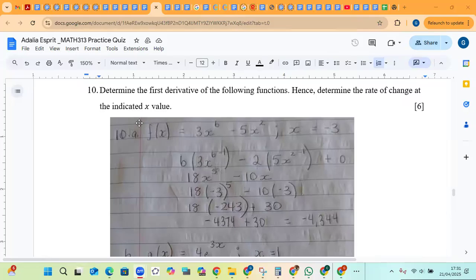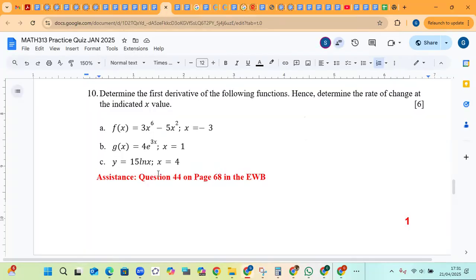This recording is with regards to number 10 in the Math 313 practice quiz. It says determine the first derivative of the following functions, hence determine the rate of change at the indicated x value. To get assistance with such a question, we can go to question 44 on page 68 in the electronic whiteboard.